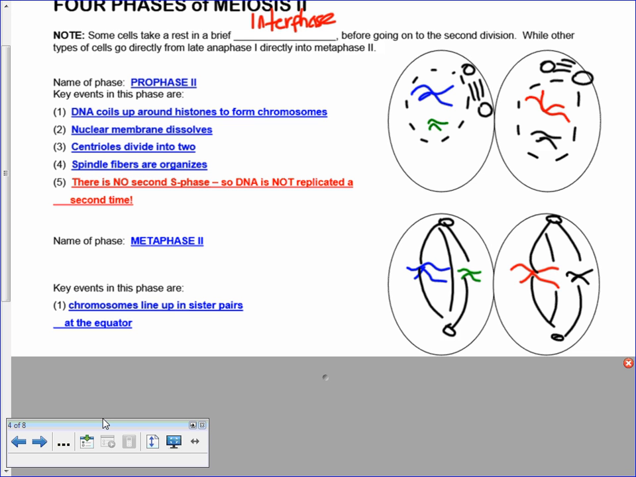So in the one cell, you got the blue chromosome and the green chromosome lined up side by side, not on top of each other. They're not homologs. And in the second cell, you got red and black lined up side by side, just like in mitosis.